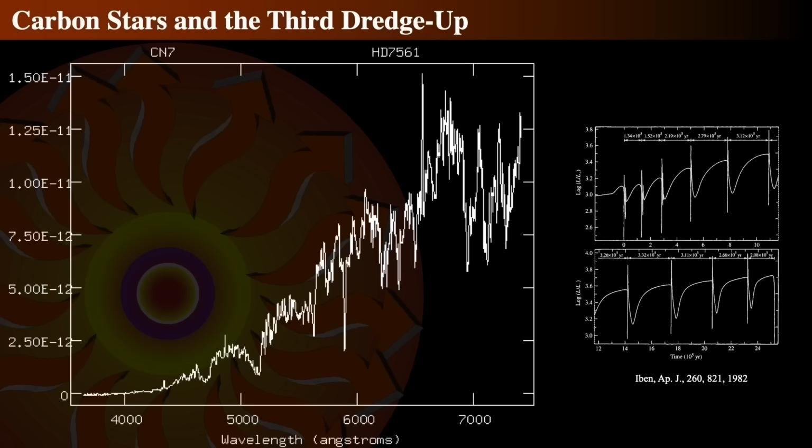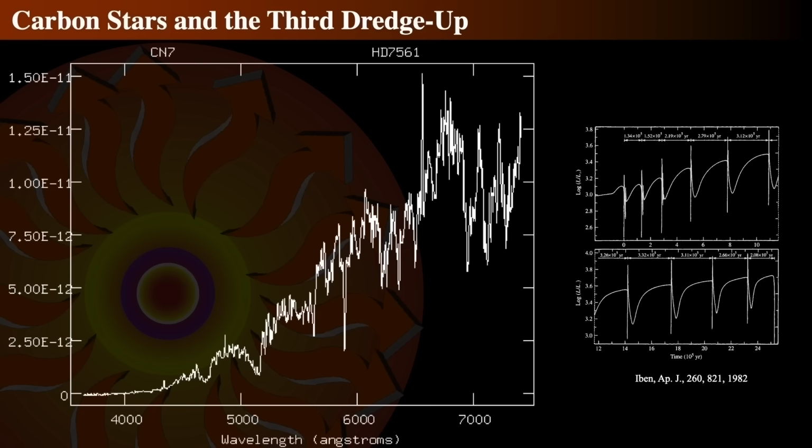For stars slightly more massive than the Sun, say 5 or so solar masses, these thermal pulses create yet another deep convection cycle, which brings up carbon-rich material to the surface. This can be seen in the spectra of red giant stars.